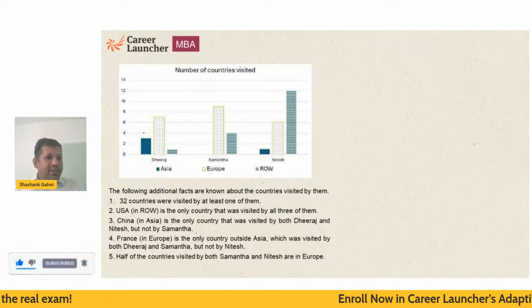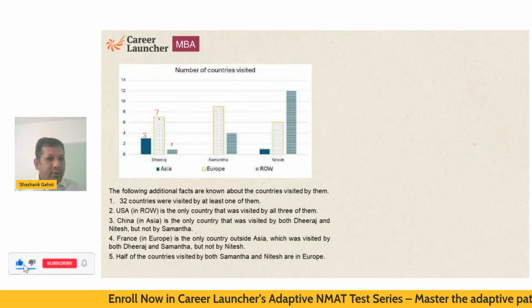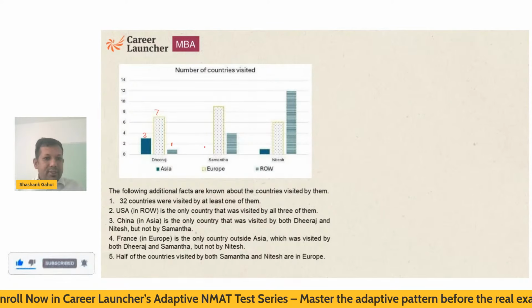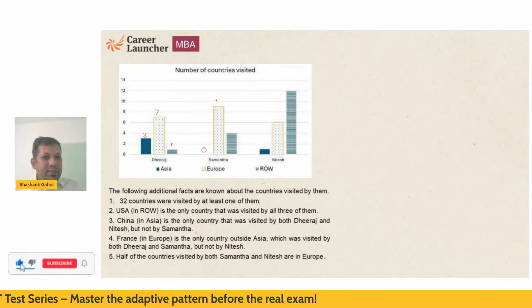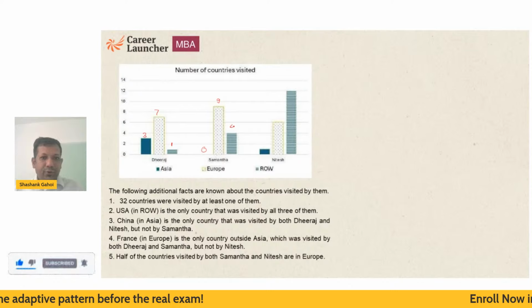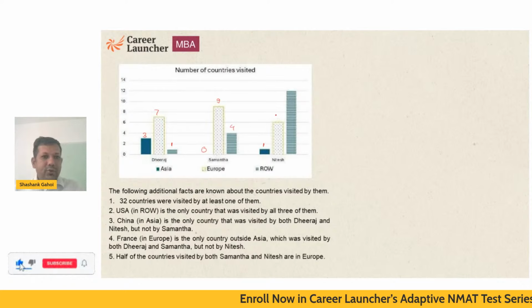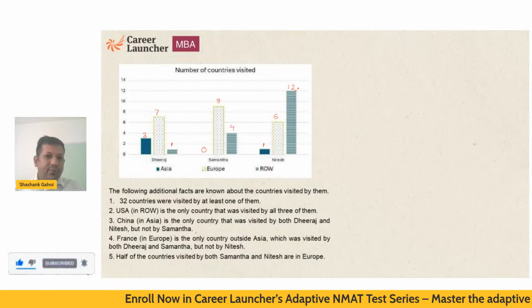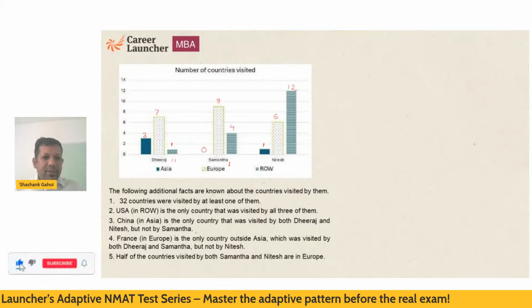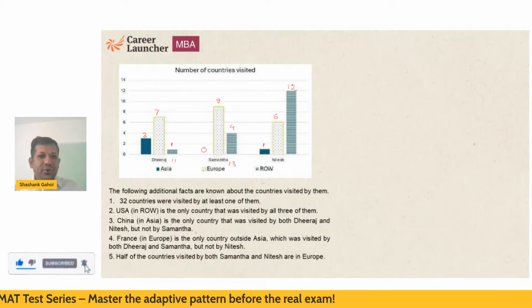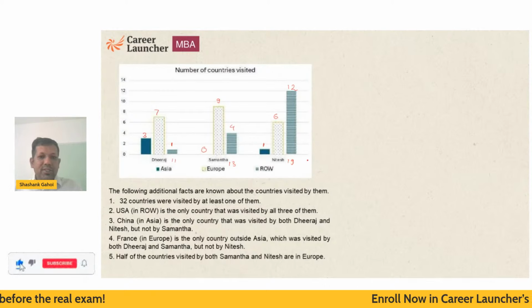So Asia, Dheeraj, this is 3. This is going to be 7. This is going to be 1. Now this is 0. Samantha goes to 0 countries in Asia. This is going to be 9. This is 4. This is 1. That is going to be 6. And this is going to be 12. So Dheeraj is going to 11 countries, Samantha is going to 13 countries. Nitesh is going to 13 plus 16, 19. So the total sum comes out to be 43.